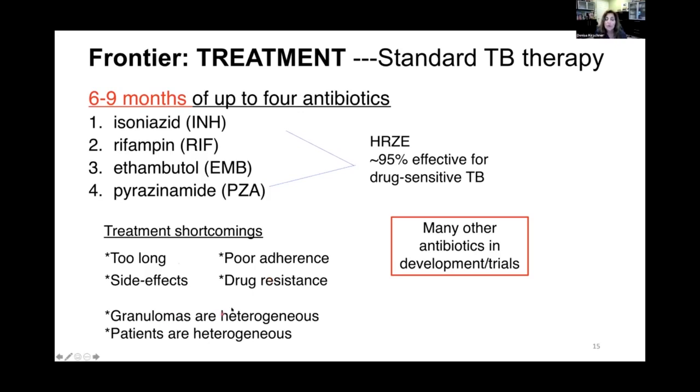These granulomas I showed you are heterogeneous. We'll talk about that in a minute. And of course, patients are heterogeneous. Some people are fast metabolizers of drugs. Some people are slower metabolizers. All these things come together when you want to develop drugs. And right now, there are many drugs in drug trials currently.